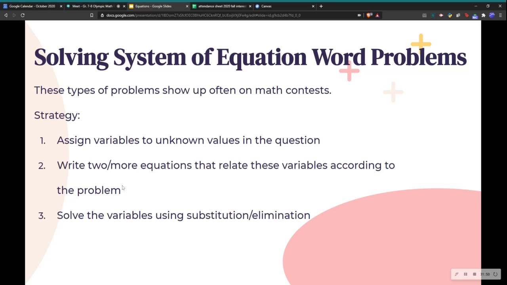And step 2 is that you have to write two or more equations that relate these variables according to the problem. I can show you guys an example of that later. And step 3 is you just solve for all the variables using substitution or elimination. Right, so that's the strategy.